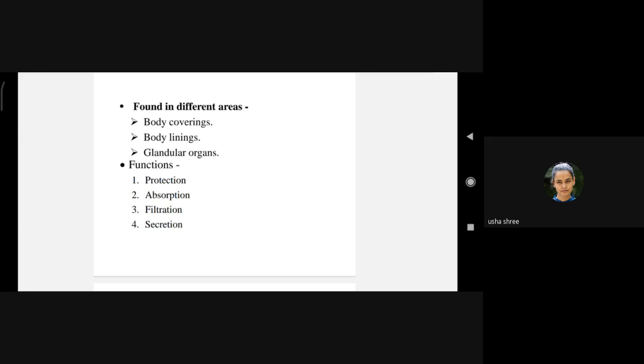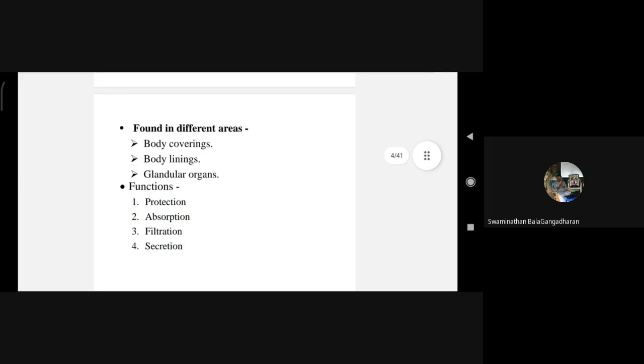So it will obviously absorb the nutrients which are passing through or being processed in the small intestine or any part of the body where absorption occurs. Are you getting what I'm trying to say? Yes, ma'am. Okay. So epithelial tissue can be found in the body coverings, body linings, and glandular organs.